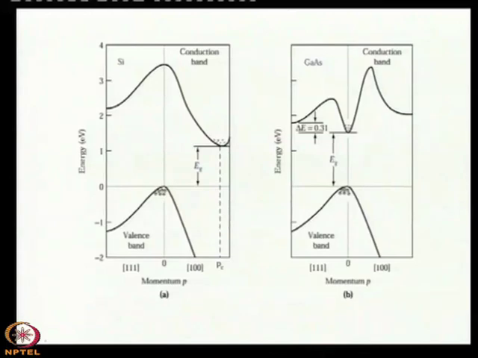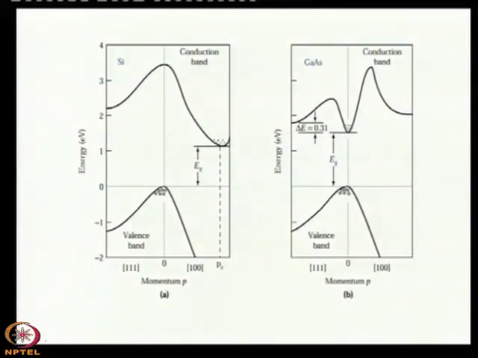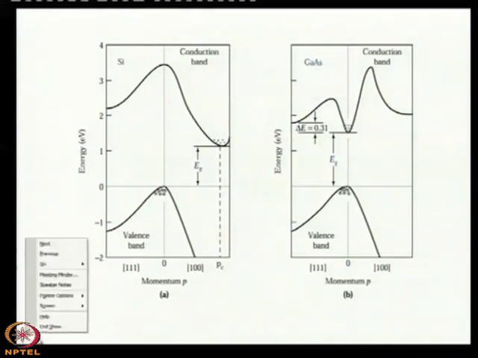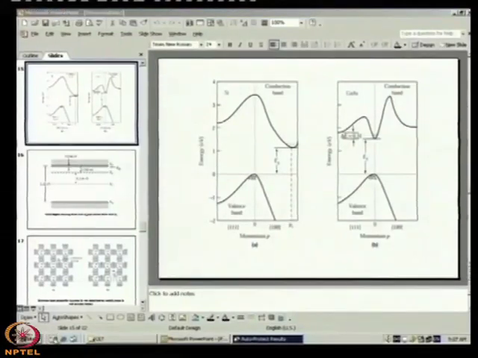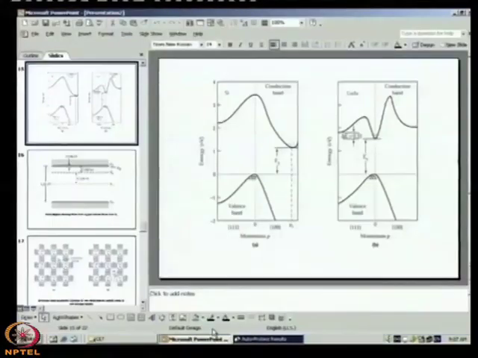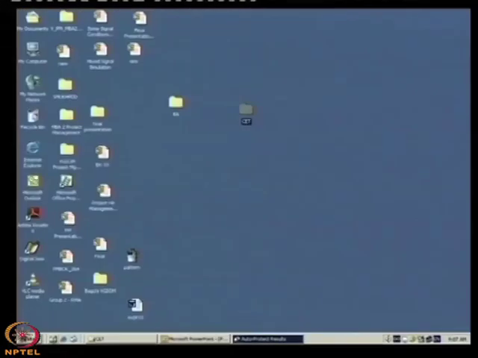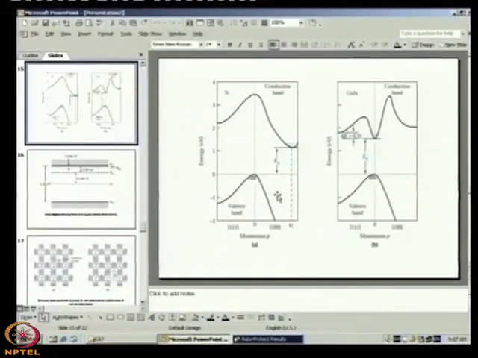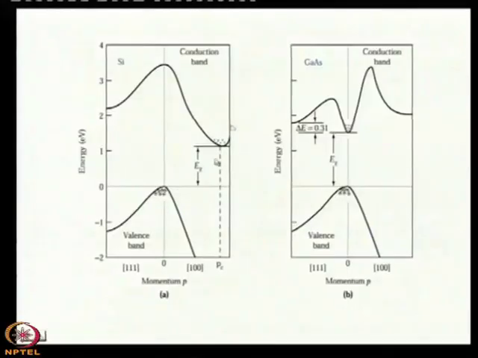Okay? Now, you can ask me, sir, what is the problem with the indirect band gap that silicon is not used for the fabrication of optoelectronic sources? What is the problem? Because of this band gap, what is the associated problem? The associated problem is this point and that point, because the K values are different.